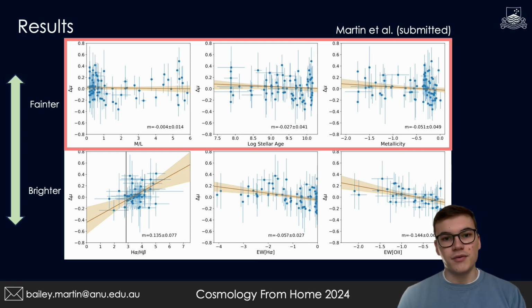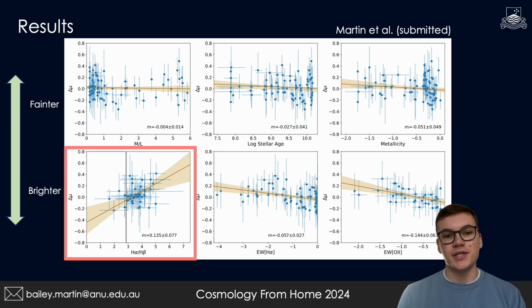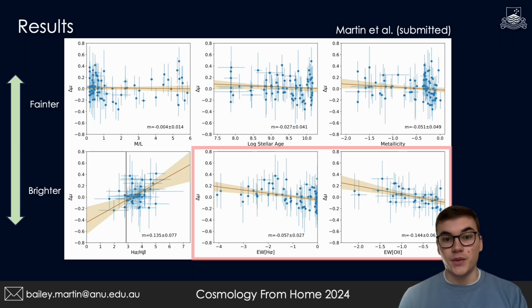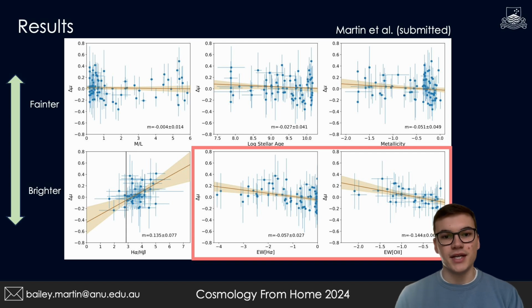On the bottom, I have the properties derived from the gas emission lines. So on the left, there's the Balmer decrement, which is the ratio of H alpha to H beta. This is commonly used as an indicator of dust reddening, which has been suggested as the driver of the host galaxy mass step. Then I've also got the equivalent widths of H alpha and oxygen 2. I did measure the equivalent widths of 9 other emission lines, but these ones are the ones with the most relevant physical meaning, as they relate closely to the specific star formation rate.